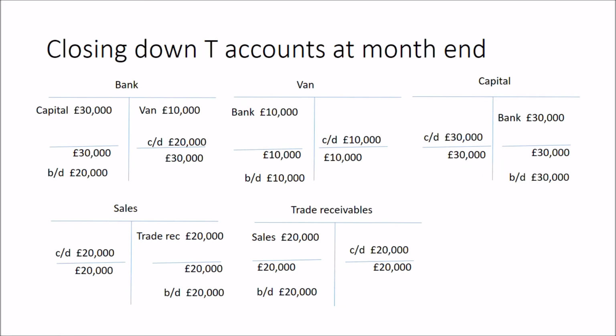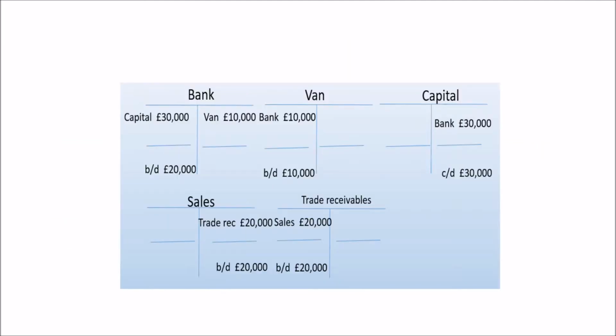Students sometimes find the concept of the carried down figure strange. Why have it at all when we could simply put the net figure as the total being brought down for the next period? So instead of bothering with this carried down figure and totaling them, we could just say, okay, there's 30,000 on one side, 10,000 on the other, balance it down there, 20,000. Why bother with this carried down figure and these totals?